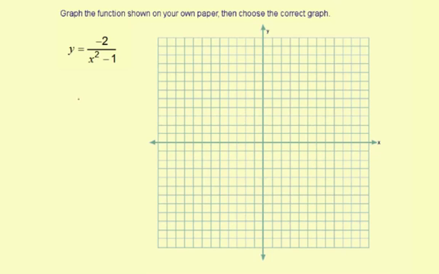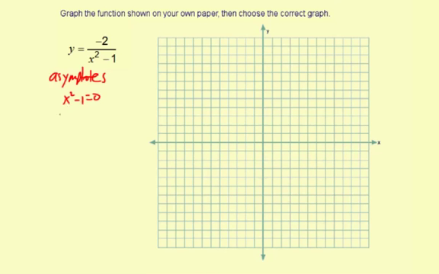Graph the function shown on your own paper, then choose the correct graph. Y equals -2 divided by x squared minus 1. Now the first thing we want to do is figure out the asymptotes, so we set the denominator equal to 0. And this will provide the vertical asymptote, so x squared minus 1 equals 0.